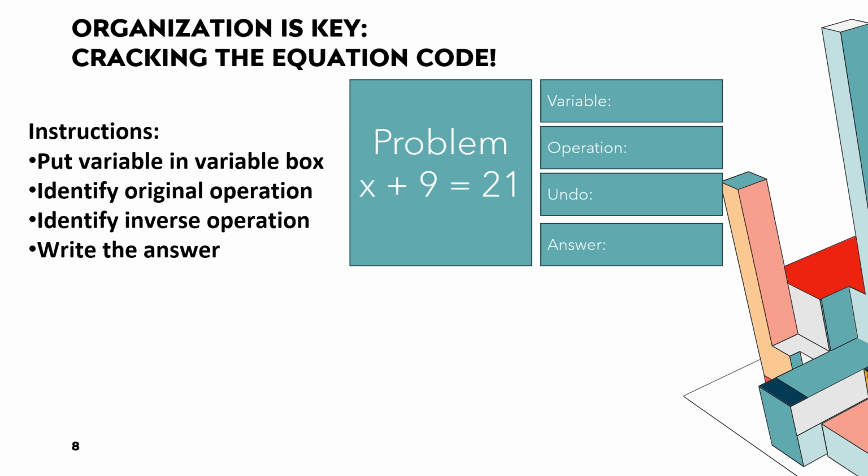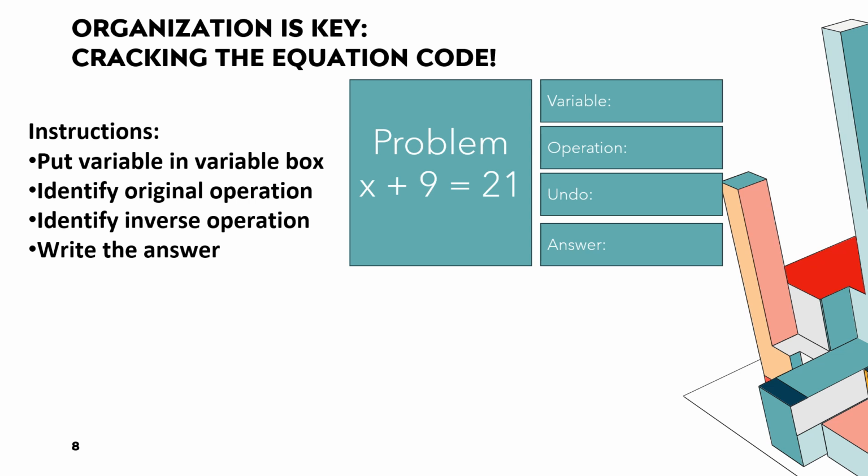Step 3, the original crime scene: identify and write the operation. What's happening in the equation? Is something being added, subtracted, multiplied, or divided? Identifying this operation is like understanding the crime scene in our detective analogy. It helps us know what needs to be undone to solve the equation.